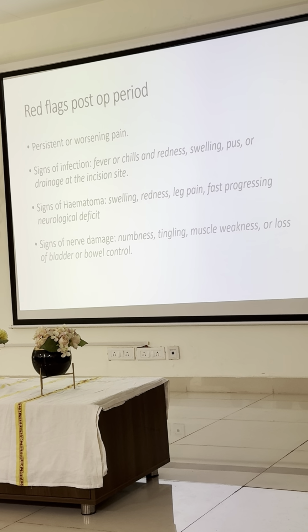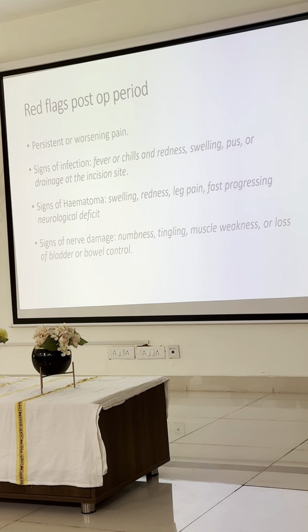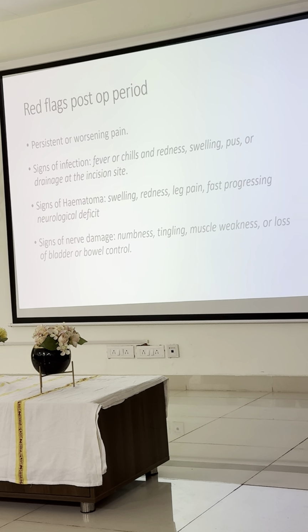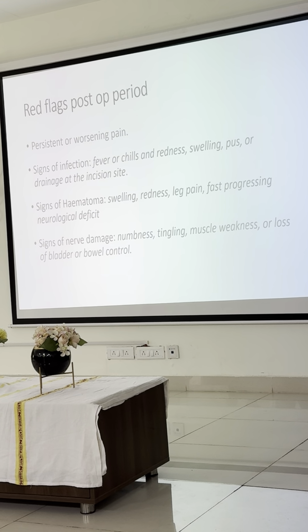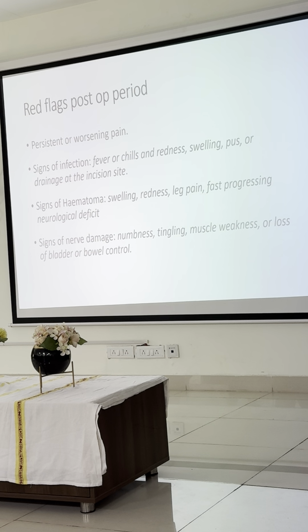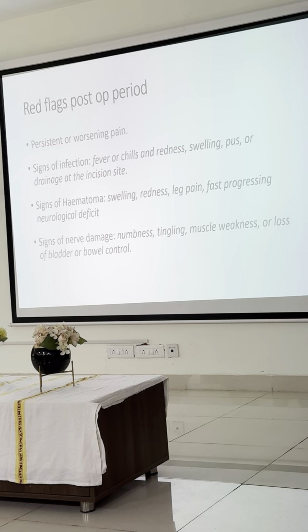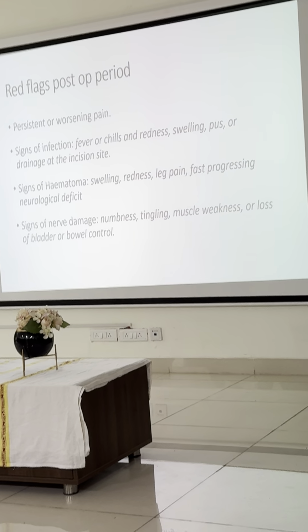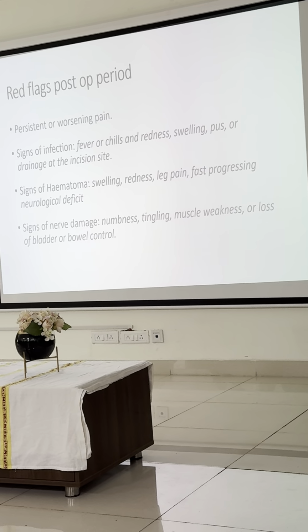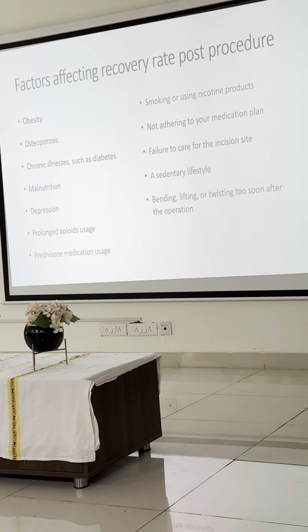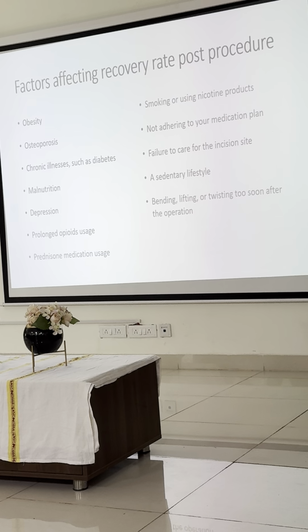Signs of nerve damage could be there. When you inject, you could be damaging the DRG or the nerve root, or any other structure. The patient would have post-operative pain, numbness, tingling, muscle weakness, or loss of bowel and bladder control. These are the things you should remember. After every intervention, around half an hour later, I always ask the patient to move his ankle, and I check the sensation also, to make sure there is no nerve injury. If there is nerve injury, then we should immediately do some re-exploration to see what exactly has happened. Factors affecting recovery rate post-procedure: there are multiple factors which we should keep in mind.